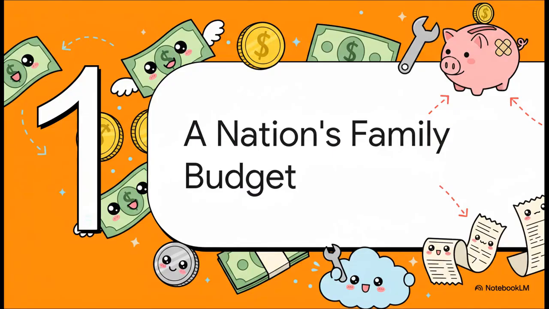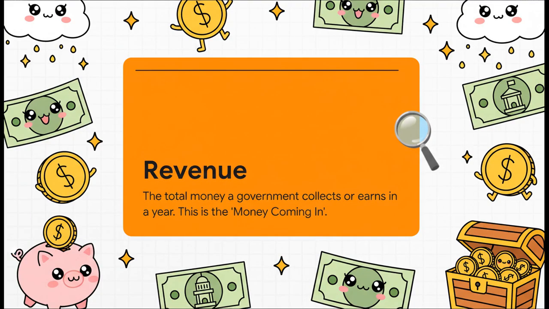Okay, first things first. Just like any family, a country's budget really comes down to two things: all the money coming in and all the money going out. Let's start with what the family's earning. So, in our family analogy, this is the total household income for the year. For a government, we call this its revenue. It's all the cash it collects to keep the country up and running.